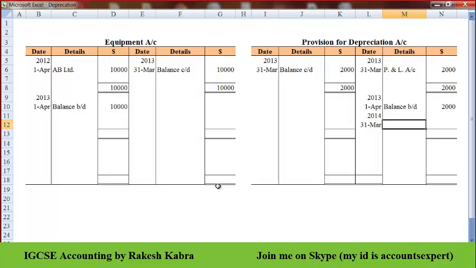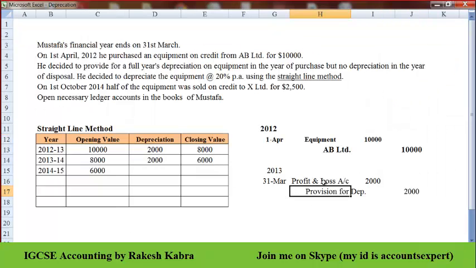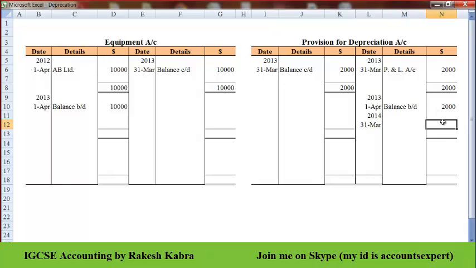How much amount? $2,000. Yeah, so again I will pass this type of entry, the second entry. Profit and loss account debited, provision for depreciation credited. So the provision account is credited, so on its credit side I will put the amount 2,000 and I will write the name of the opposite account. The name of the opposite account is profit and loss account. And there is no posting in the equipment account.